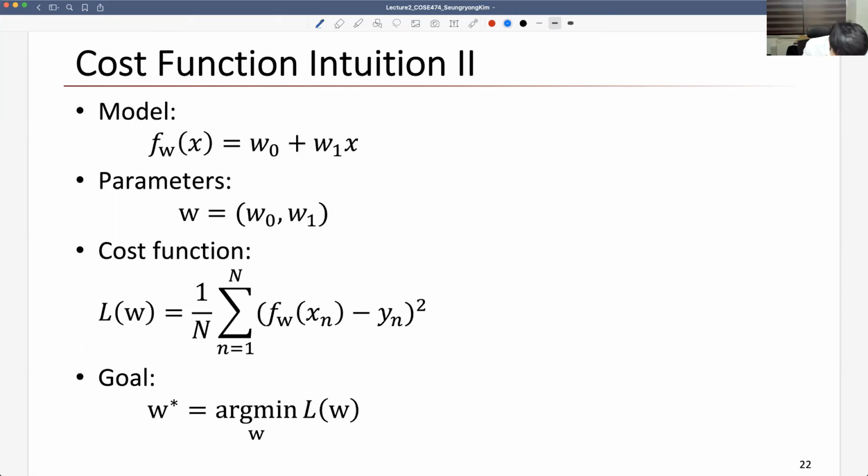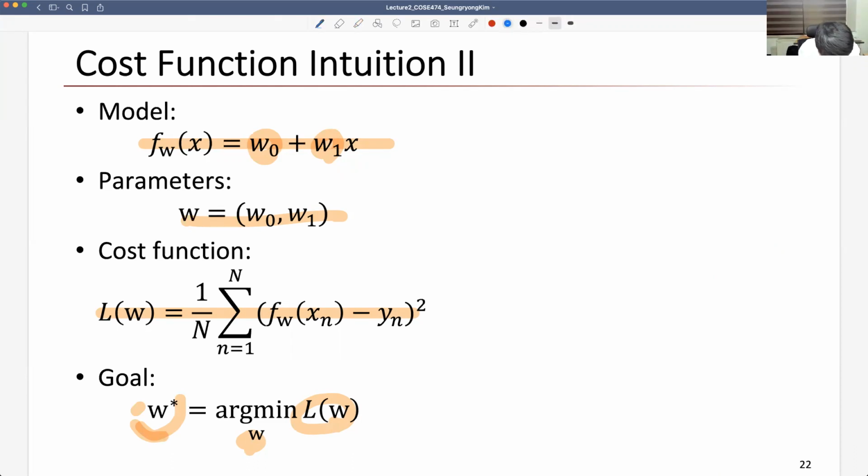Okay, so from here, let's think about a little bit more complex one, when we have W0 and W1. It will be the linear mapping function, and we have the learnable parameters W0 and W1, and we can similarly define the cost function like this, right? And the goal will be the same. The goal is to find the learnable parameter W that minimizes our cost function. So W star will be our final optimal parameter, which will be our final mapping function, right?